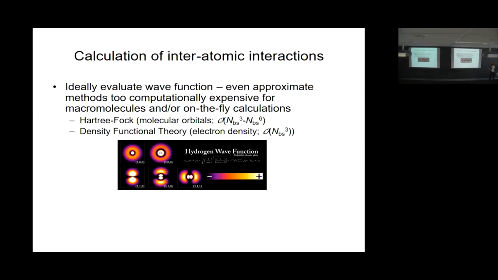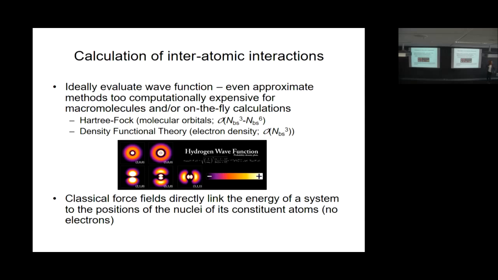So we're using what's called classical force fields, where we just ignore the electrons altogether. And we're going to link the energy of a system just to the position of the nuclei as atoms, so all we have to worry about is where the middle of the atom is in three-dimensional space. So how do we actually put this in?